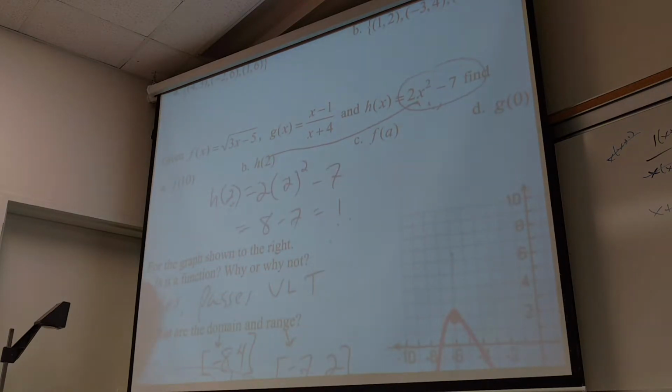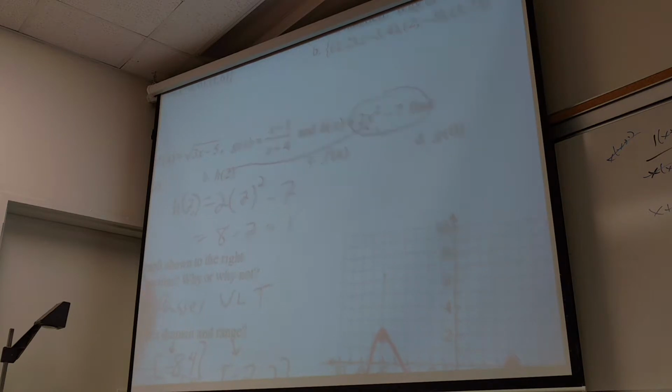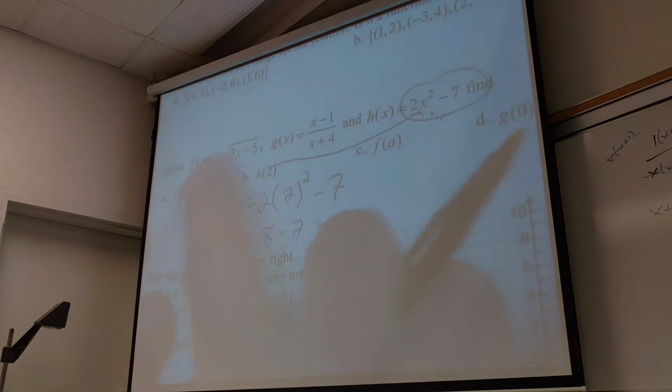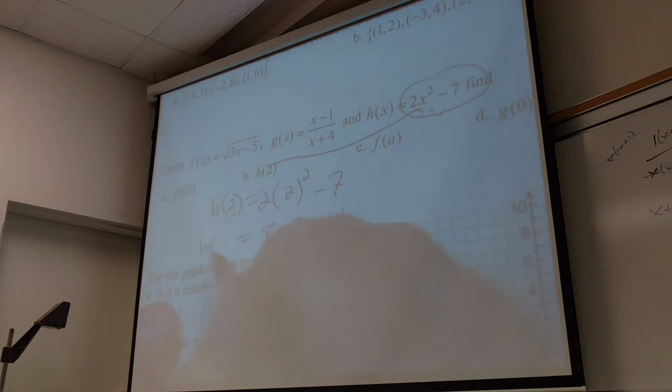What about C? C is almost too easy. If f of x is the square root of 3x minus 5, f of a is the square root of 3a minus 5. F of w would be the square root of 3w minus 5. At the end, you don't have to divide it by the 2. And where's that divided by 2? Where am I looking? Where it's h function of 2 or whatever.